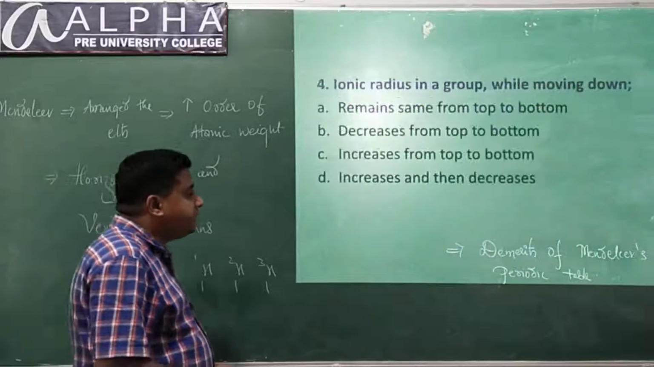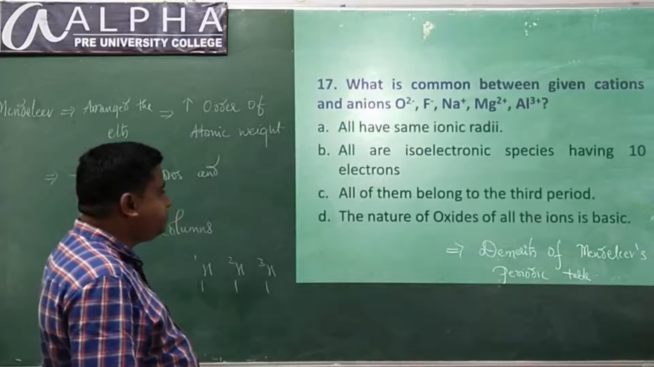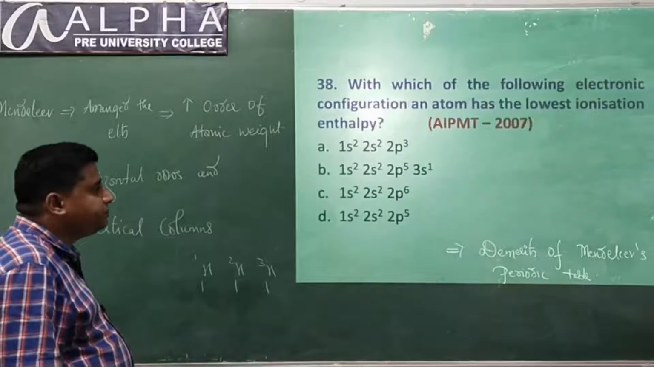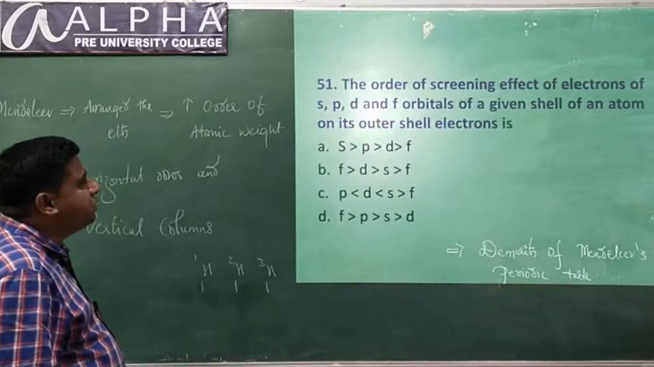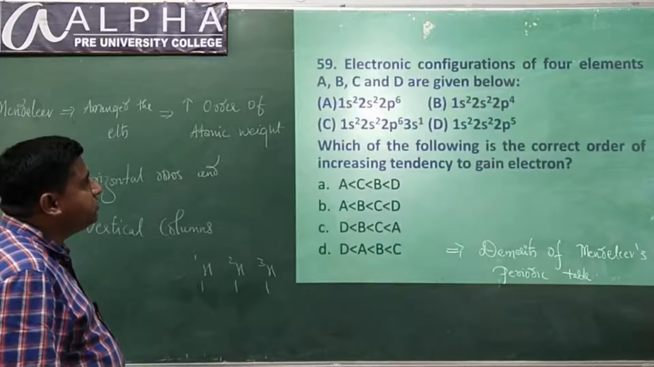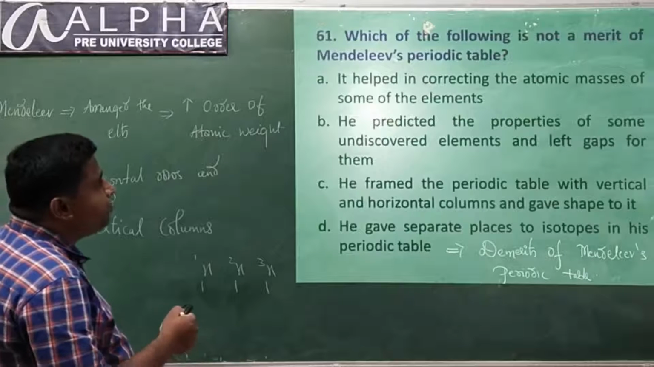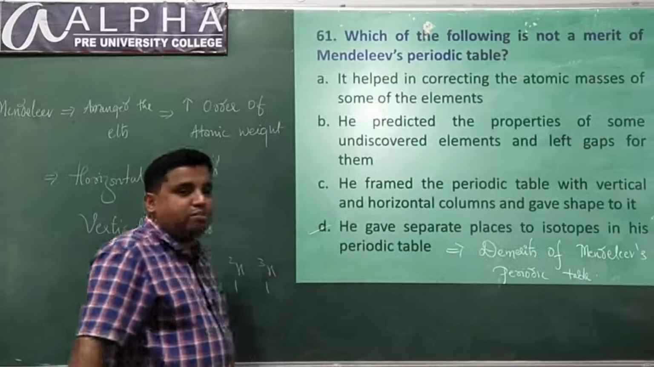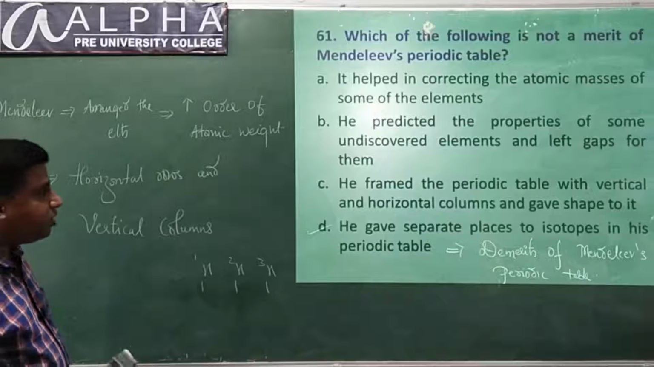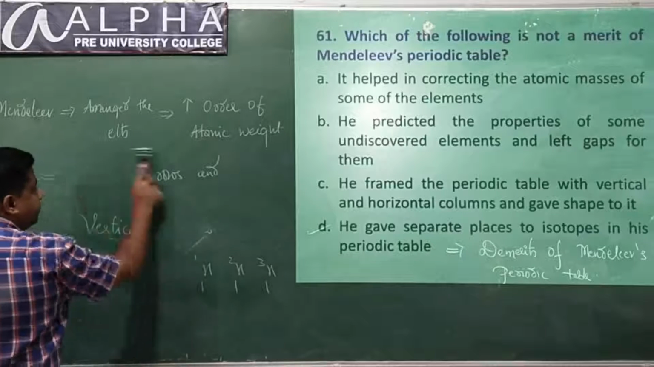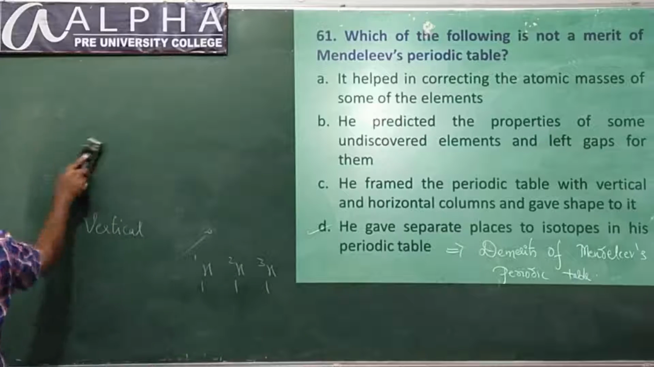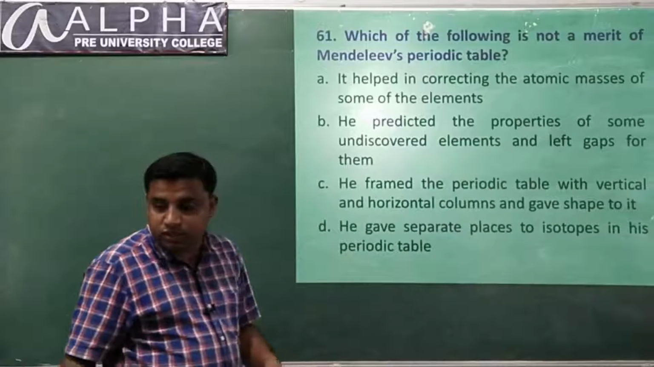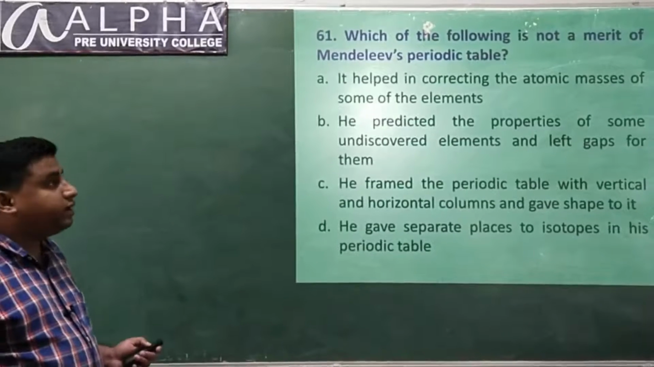Let us go back. So what is the question? Which of the following is not a merit of Mendeleev's periodic table? It is option D. It is not a merit, it's a demerit of Mendeleev's periodic table. Okay, next question, students.